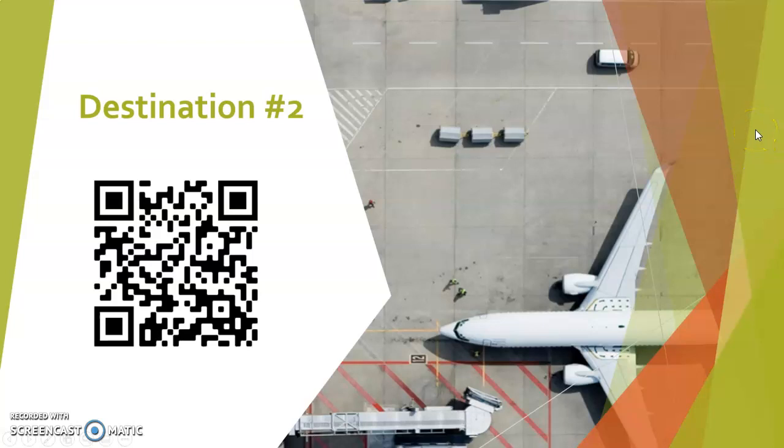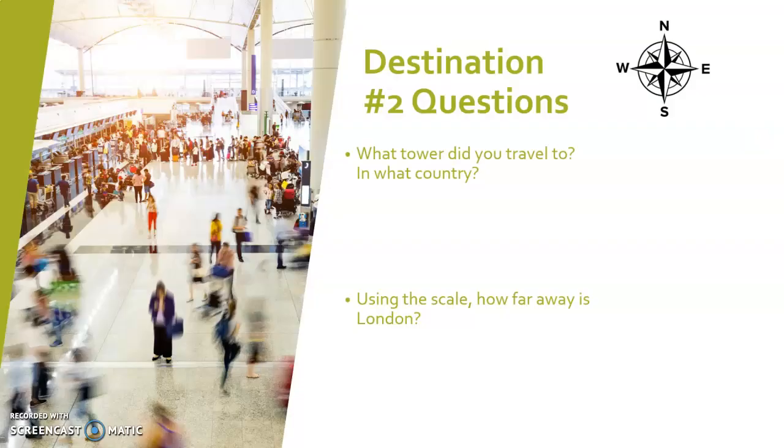Destination number 2. What tower did you travel to? And in what country are you now? Using the scale on the map, how far away is London from where you are? Write your answers in the space provided.